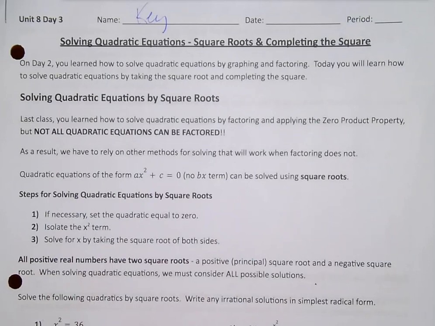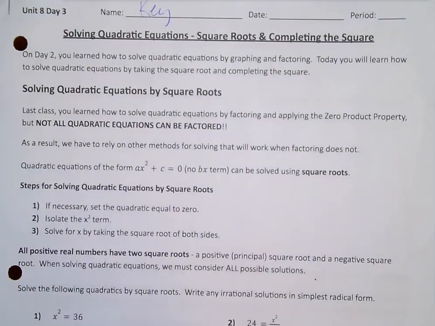This class, we're going to use some quadratic equations that can't be factored. And so if we can't factor them, we're going to have to figure out a different way to find our answers. Remember again that when we are solving a quadratic equation, we're going to set the whole quadratic equation equal to 0, and we want to find the value or values for x that make that true.